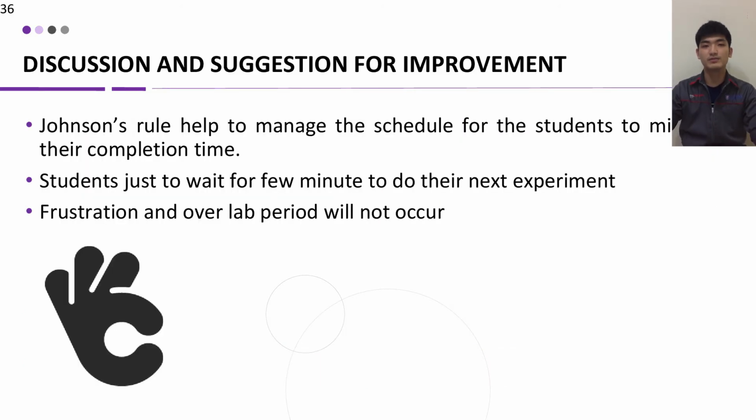After that, we made a discussion and suggestion for improvement, which is that the Johnson rule will help to manage the schedule for the students to minimize their completion time. The second is that the student just waits for a few minutes to do their next experiment after the first group has settled their experiment. And the last one is that filtration and overlap periods will not occur when they are doing the experiment. Thank you.